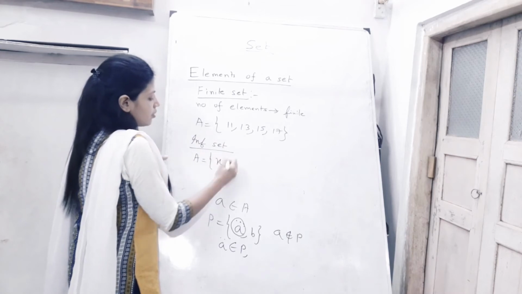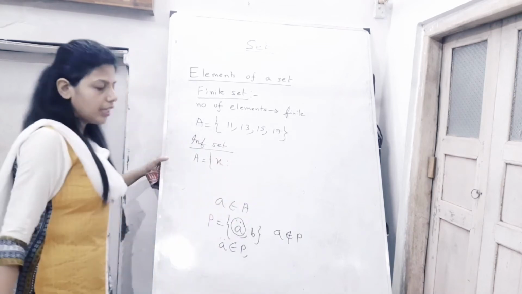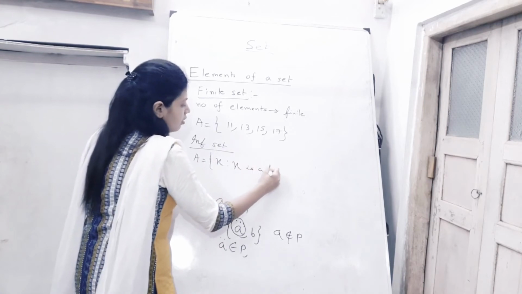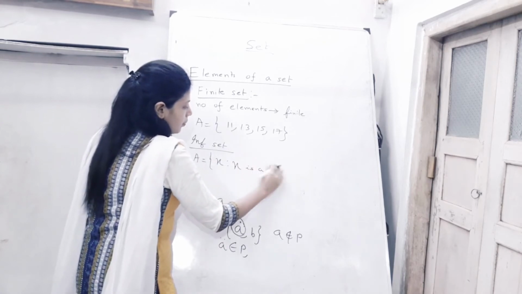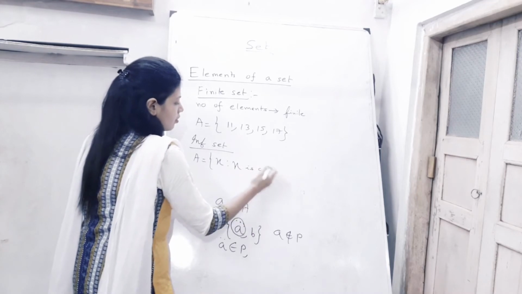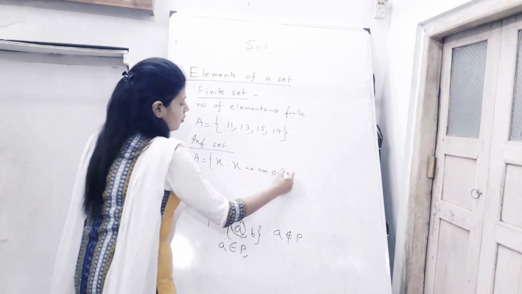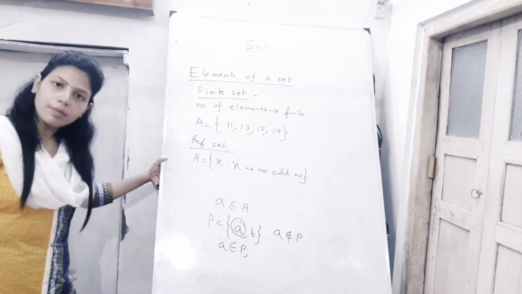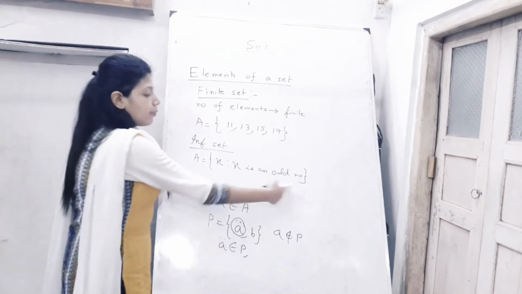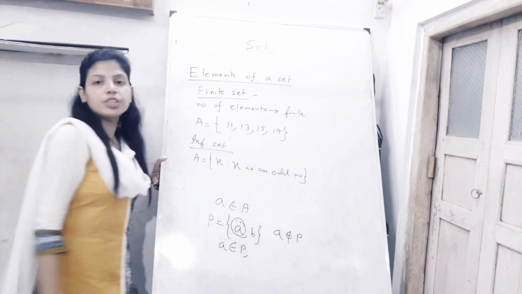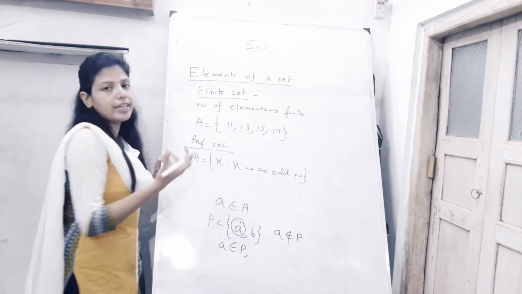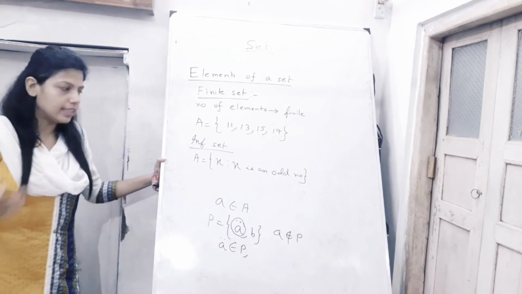suppose we can write x such that x is an odd number. We can't write all the odd numbers, so it is set builder form because we have not written all the elements here. So this one is an infinite set because we can't write all the elements, so many numbers are there.